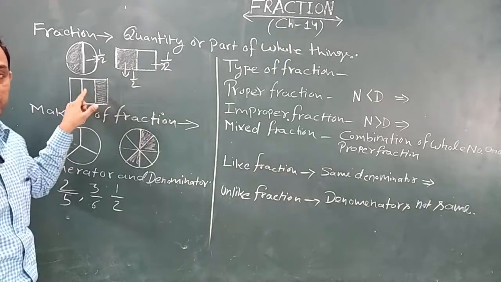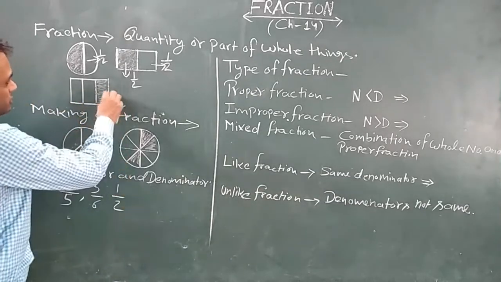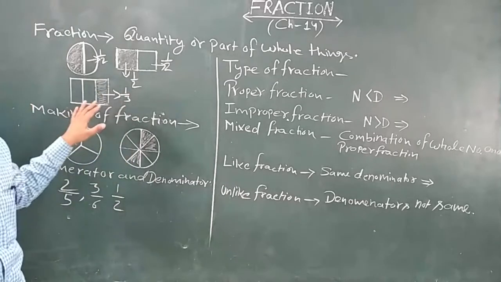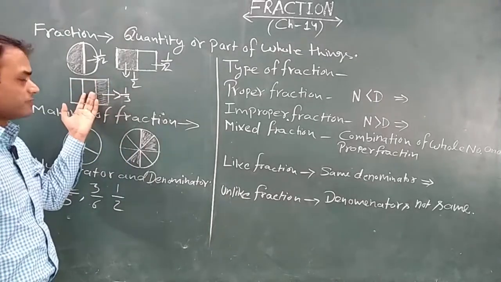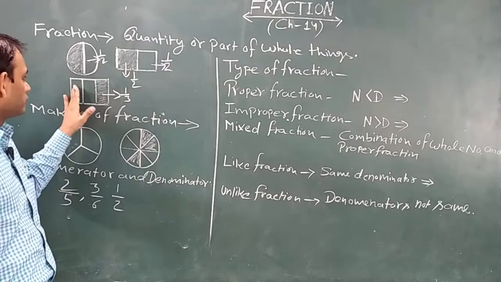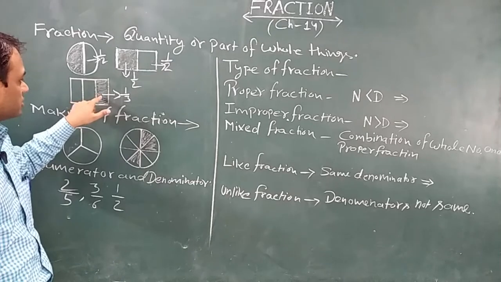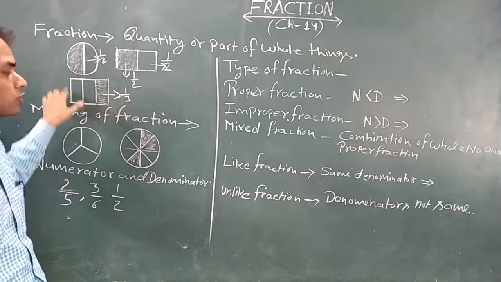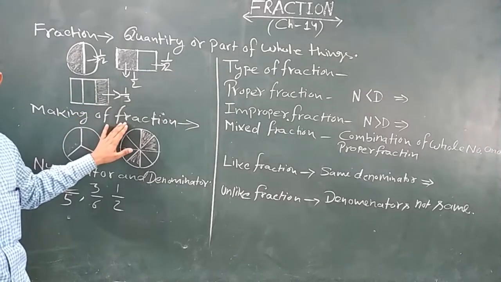Here, 1, 2, 3. We have divided this rectangle in 3 equal parts. So this will be 1/3 of this whole. This is the whole thing and we have divided it in 3 equal parts, 1, 2, 3. If we talk about this shaded part, this shaded part of this rectangle will be the 1/3 of this whole.